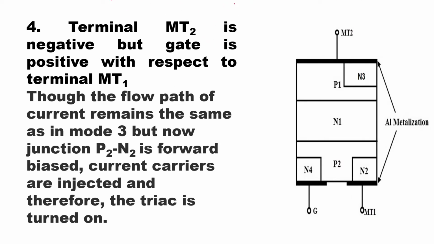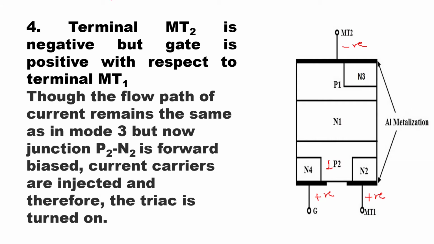Okay. So here you can see in the diagram what we have shown. MT2 will be negative and here down MT1 will be positive, with respect to gate, which will be positive in this case. Okay. Now once MT1 is positive, again the same thing.